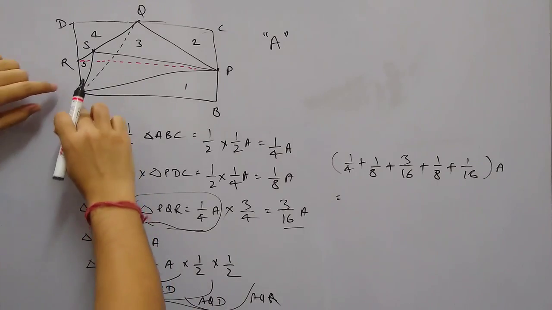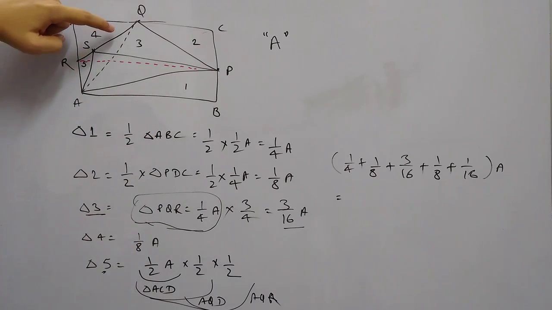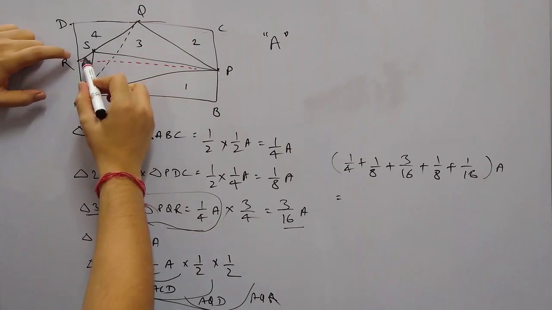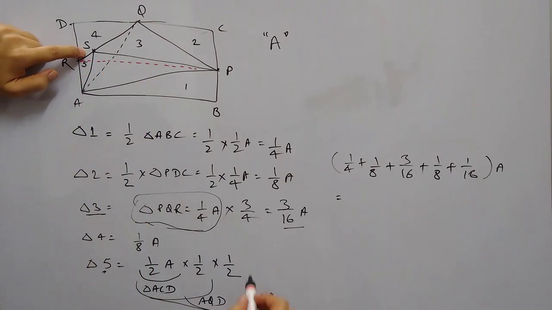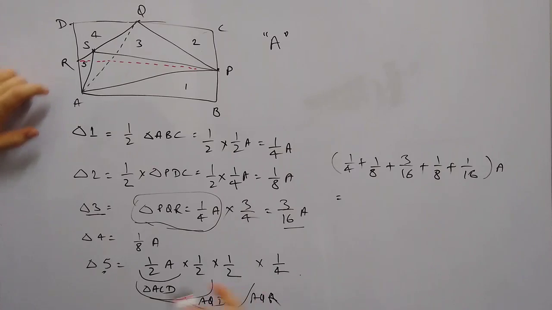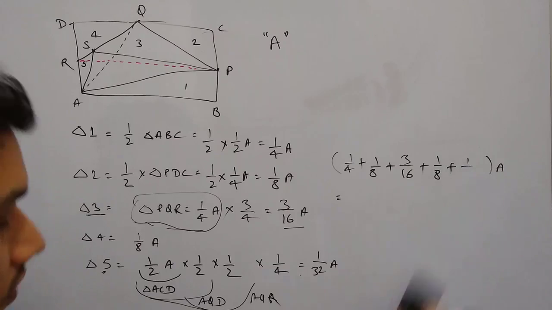And now AQR is being divided by RS into 1:3, so this will be 1/4, right? Total is 1:3, so this is 1/4. Now if you multiply this by 1/4, then we'll get the area of triangle ARS. So it will be 4, 8, 16, 32. So this is 1 by 32A.